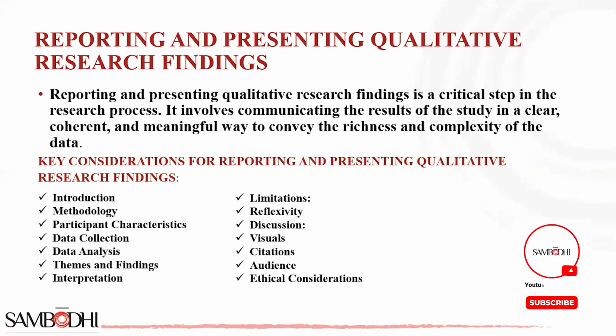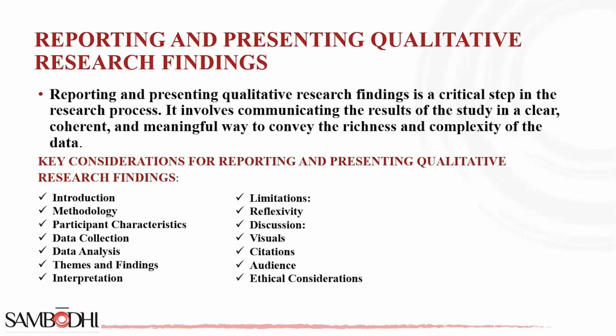Participants' characteristics. Describe the characteristics of the participants, such as demographic or other relevant information, to give readers context about the study population. Data collection. Explain how the data was collected, including the sources of data, interviews, observation, documents, etc., and the data collection procedures. Discuss any ethical considerations and steps taken to ensure data confidentiality.